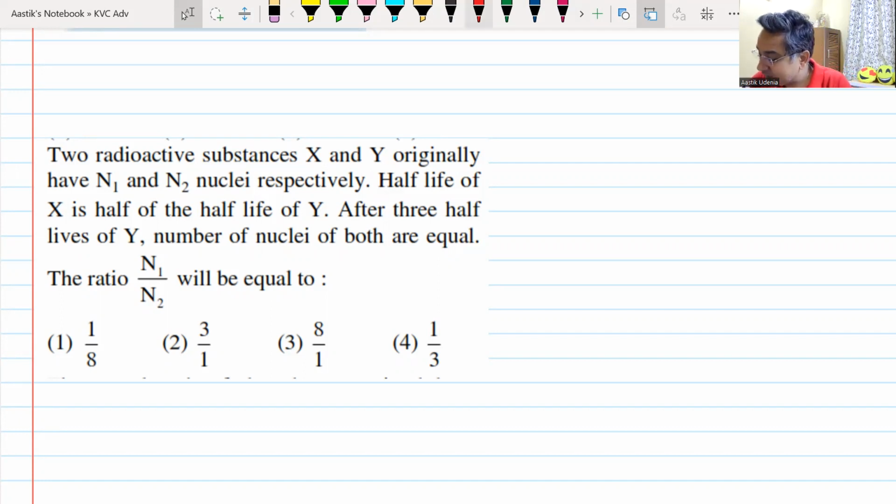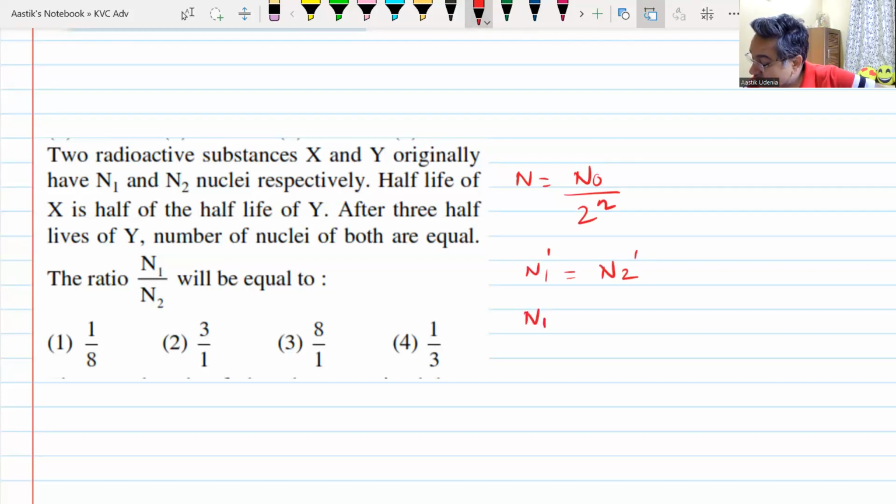8:1, same thing. N is equal to N naught divided by 2 raised to the power n. Originally we have N1 and N2 nuclei, and the half-life of X is half that of Y. After 3 half-lives of Y, the nuclei are equal. So N1 dash becomes N2 dash. So N1 divided by 2 raised to the power n1 will be equal to N2 divided by 2 raised to the power n2.